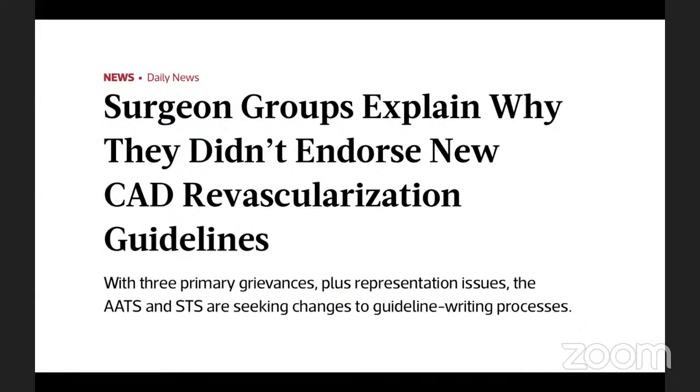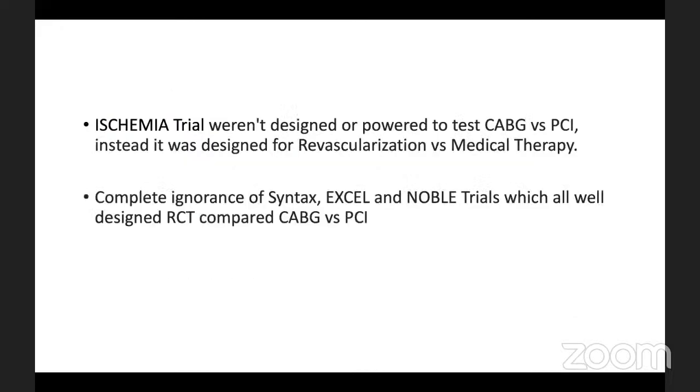If you go and see, you see a lot of articles where surgeon groups explain why they didn't endorse the new coronary artery disease revascularization guidelines. If you go through the guidelines and read the discussion or the explanation for the downgrade, they will say it is based on the ISCHEMIA trial. ISCHEMIA trial, does anybody know what the ISCHEMIA trial is? It's another major landmark trial that was recently published.